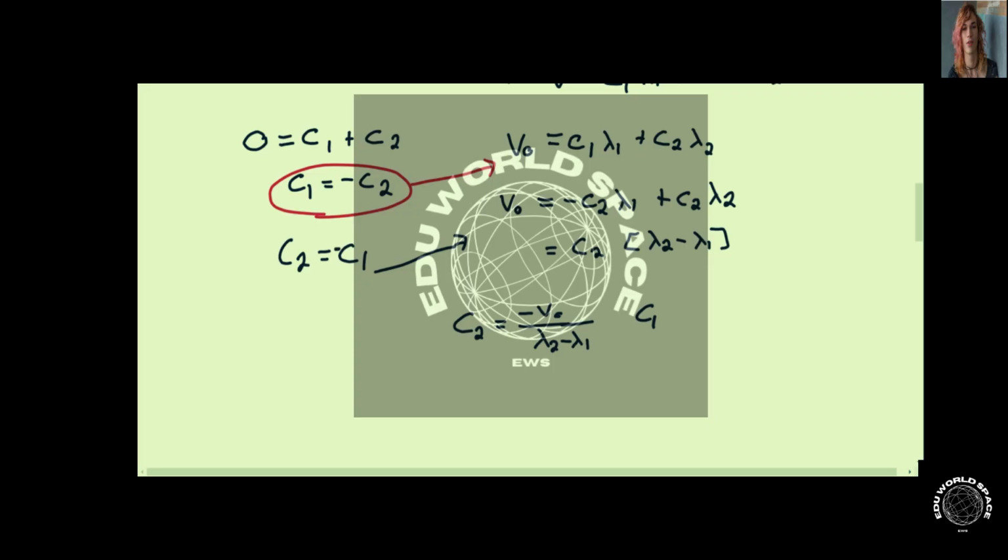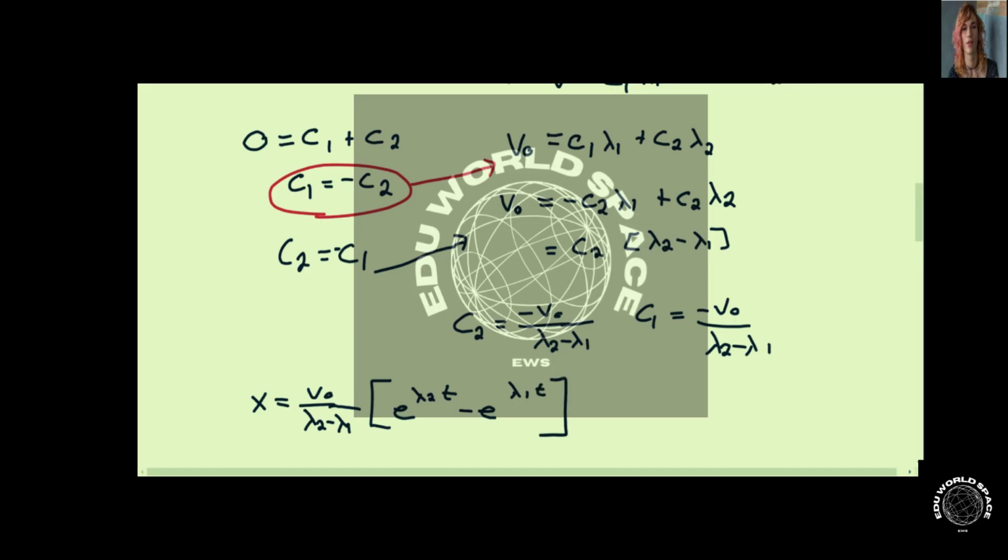Okay. So now we're going to plug it in to our original x. So for that, we get x equals v naught over lambda 2 minus lambda 1. And I'm just taking everything out because they both have basically the same thing. And it's just going to be e^(lambda 2 t) minus e^(lambda 1 t). And let's make sure that we have everything. And there we go.